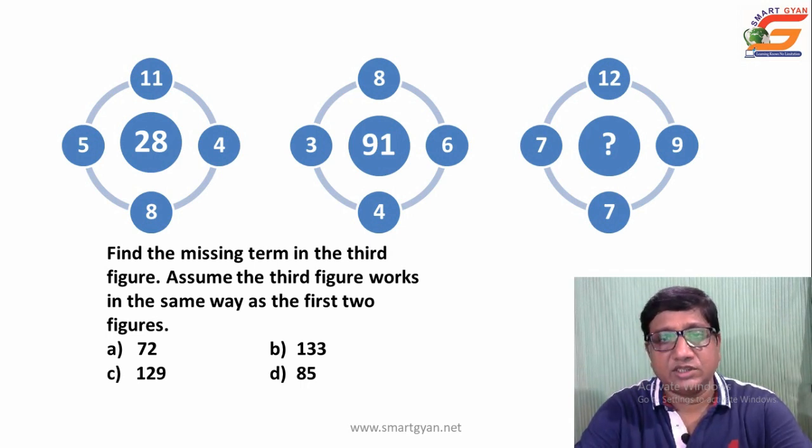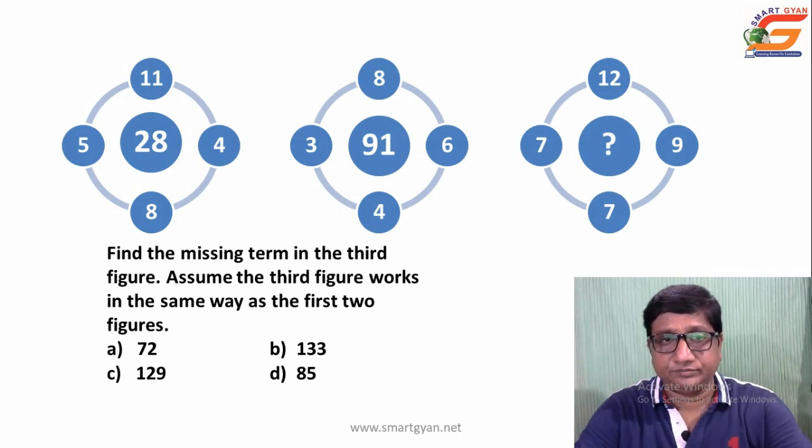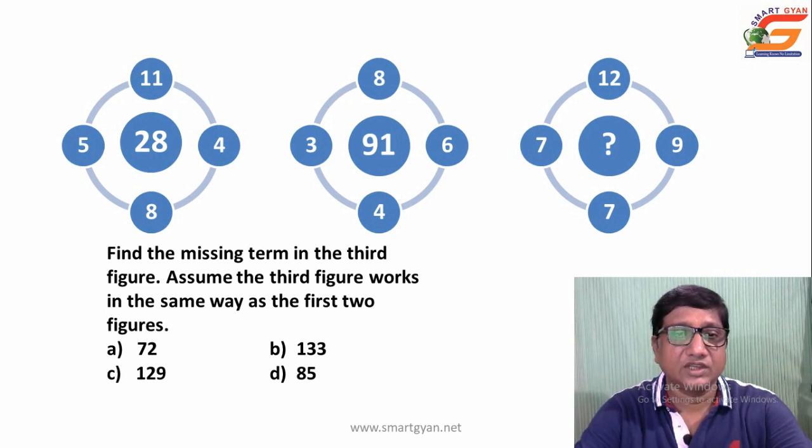That is, the central figure is not the sum of the exterior figures. Then think of other possibilities. 5, 4, any relationship between 5 and 4? 5 into 4 is 20, 11 into 8 is 88. 88, 20, no, it is not going to help you.